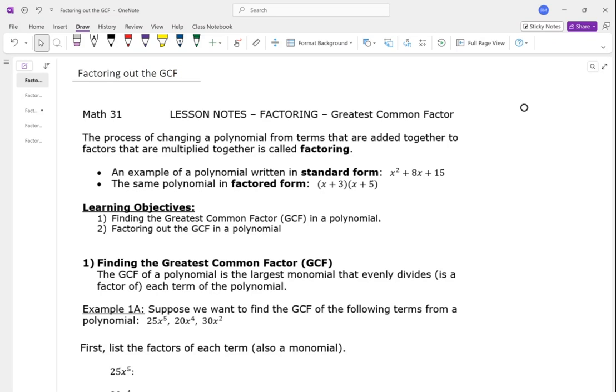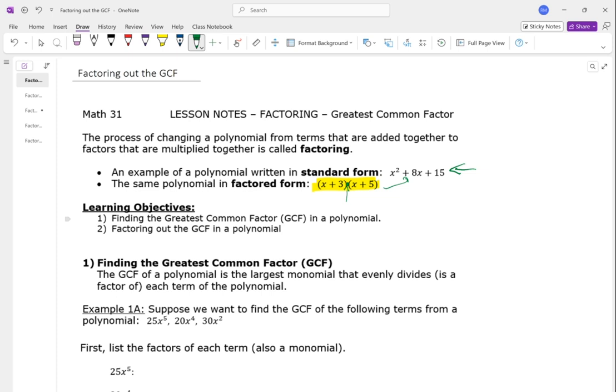And just to remind you, factoring is when you take a polynomial in standard form, where all the terms are added together, and you rewrite it as a polynomial in factored form, or in other words, where it's the product of two things multiplied together equaling the same polynomial in standard form. So we're just going to focus here on finding the greatest common factor and factoring it out of a polynomial.